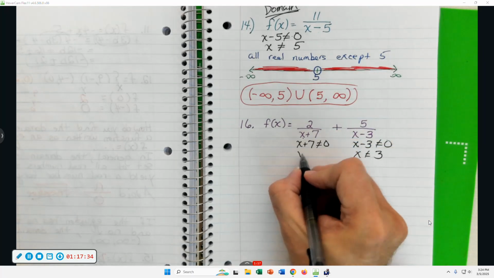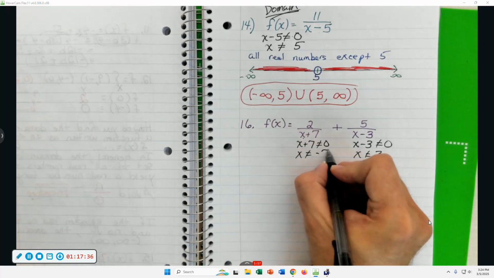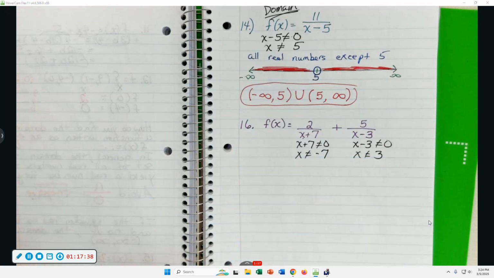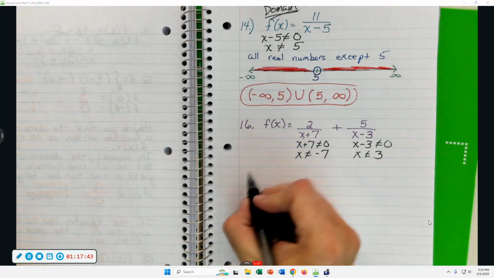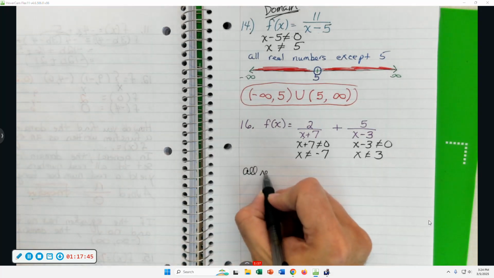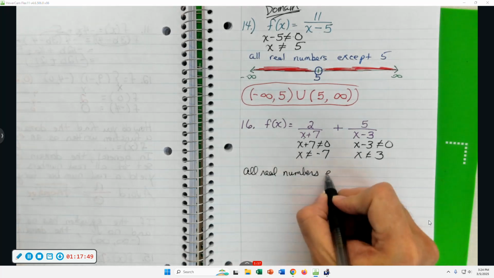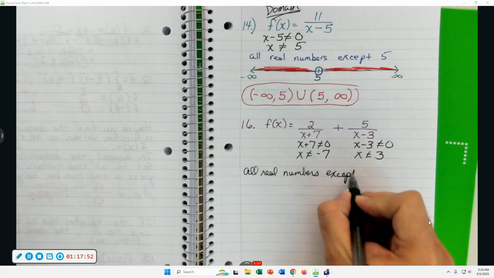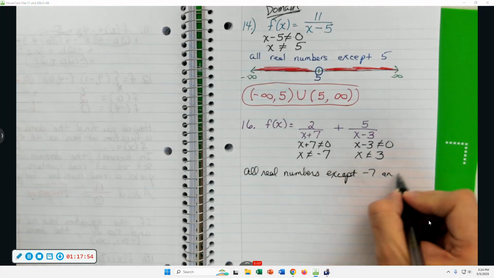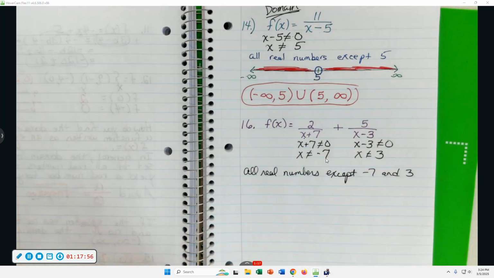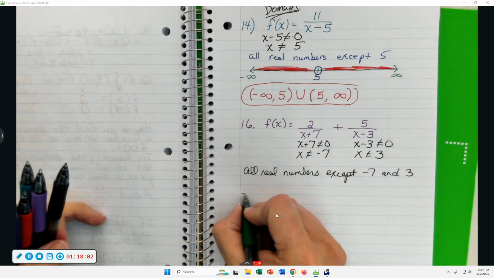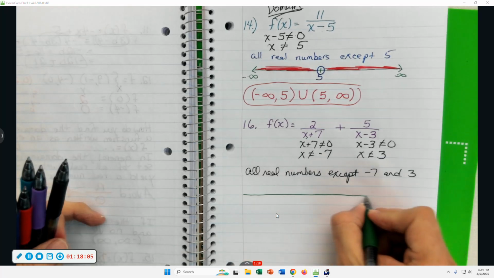If this were back in the olden days, you'd be pretty much through. You just say all real numbers except -7 and 3. Could I plug in 50 million here for number 16? Yeah, I can plug in 50 million. The only two numbers in the world that I cannot plug in for x are -7 and 3. How do we say that using interval notation? Draw another one of your number lines, Tony.